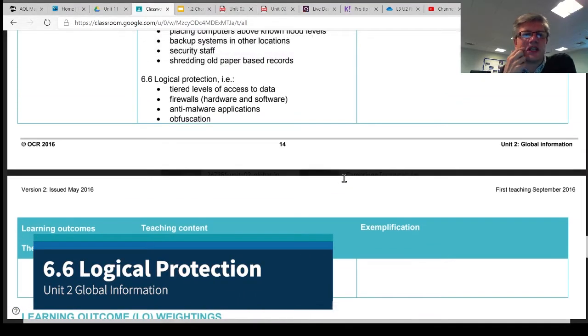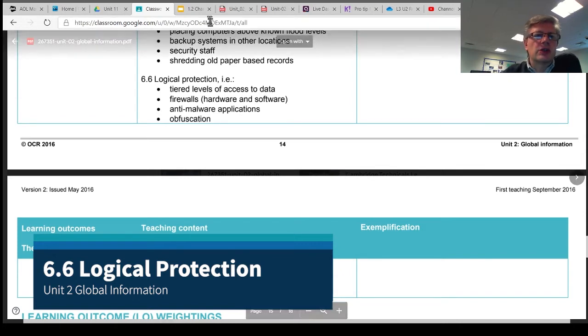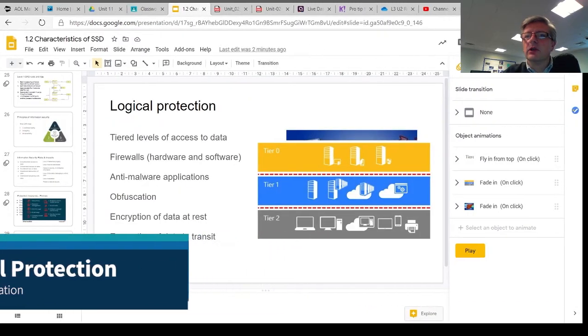So 6.6 looks at logical protection. So these are all the things that don't come under physical protections of information. So let's have a look at what some of these might look like.